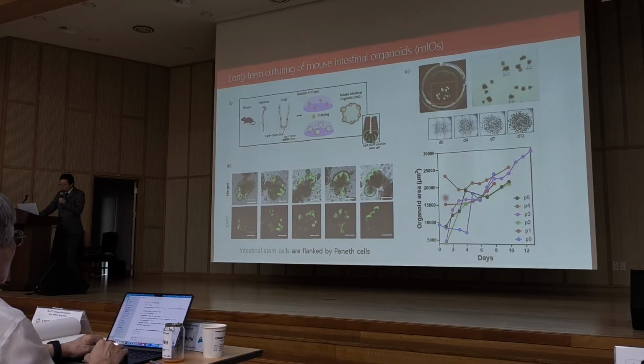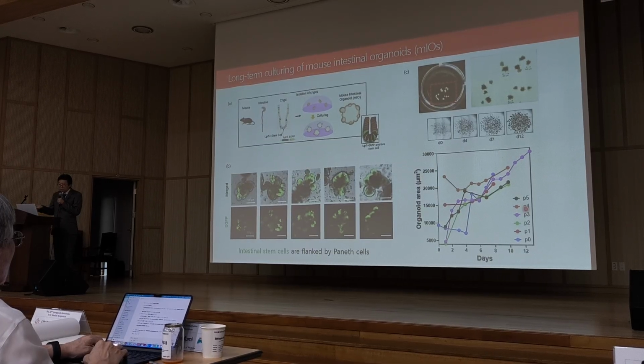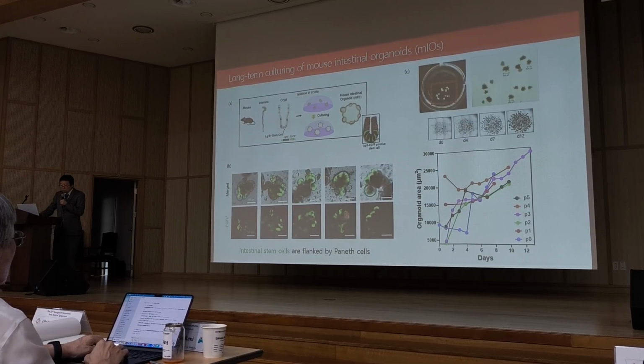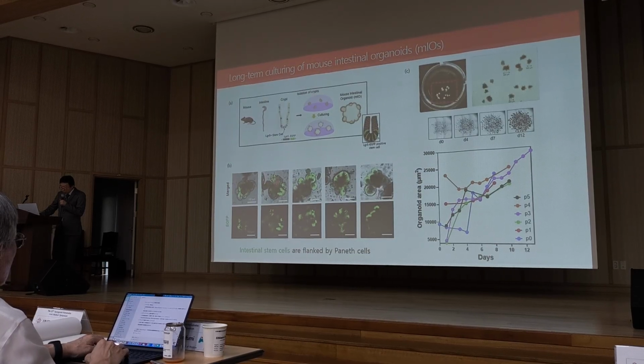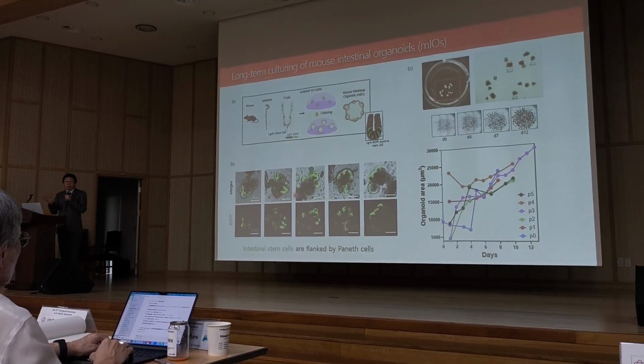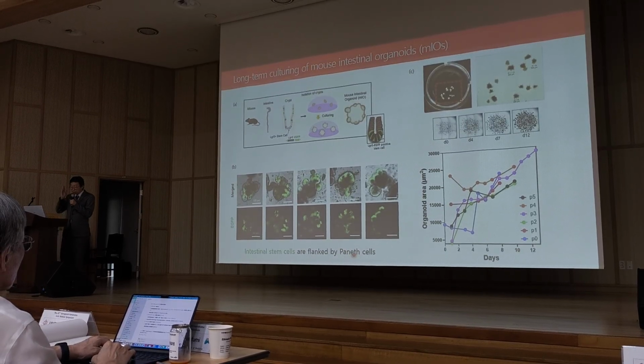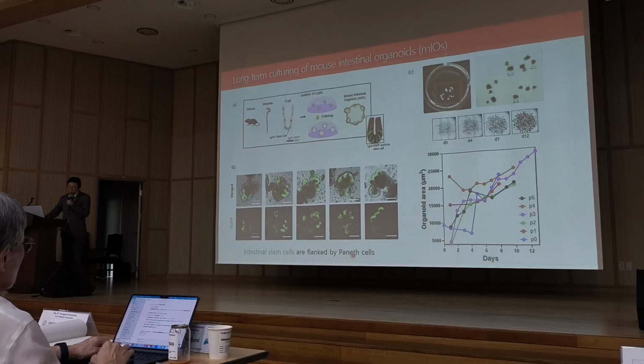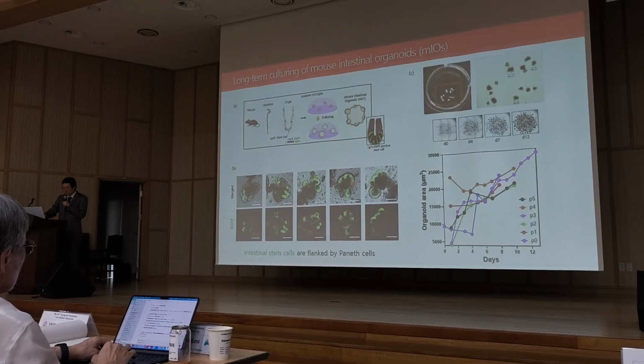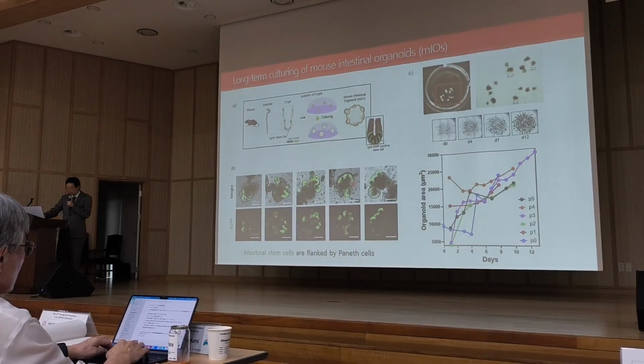And we monitored the organoid area for each passage. And after growing, we identified that the green fluorescence, actually the intestinal adult stem cell, is flanked by Paneth cells, so it's a repeated structure. So we could image such a fluorescence signal.